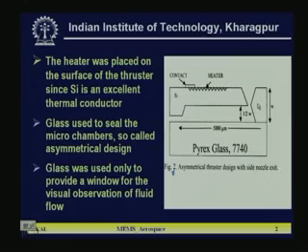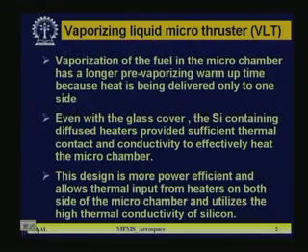Asymmetric means here the whole structure is not made of the same material, meaning the bottom is glass and the other is silicon. There are certain microthrusters where both pieces are silicon. This is a symmetrical structure, you can get it. So, this is some other form of the microthruster.